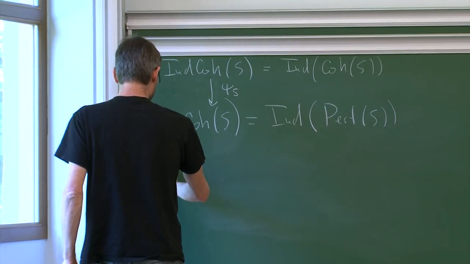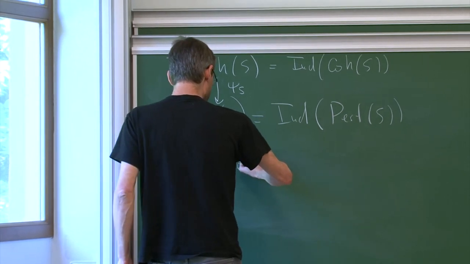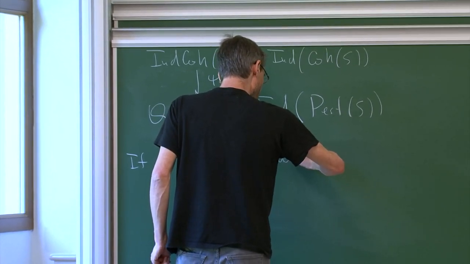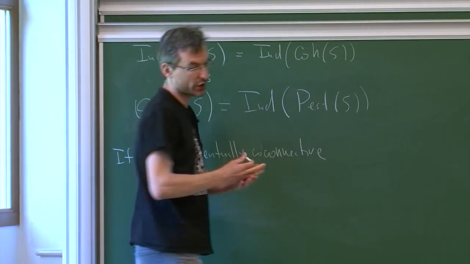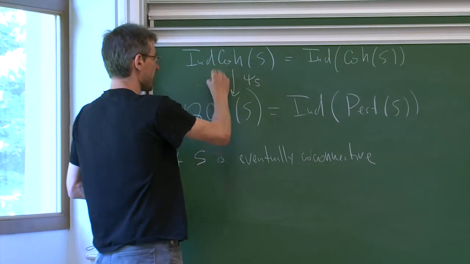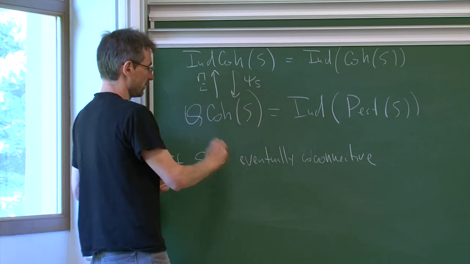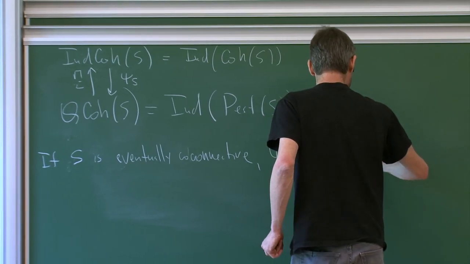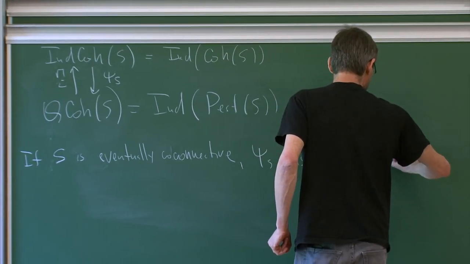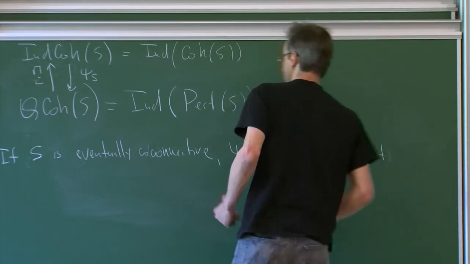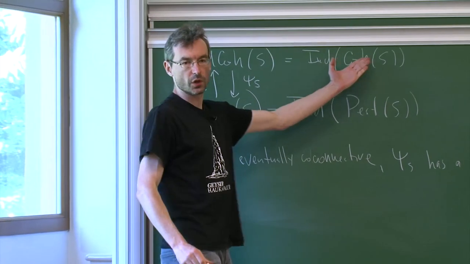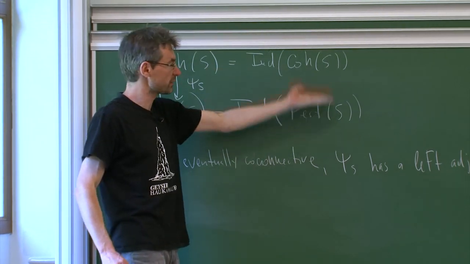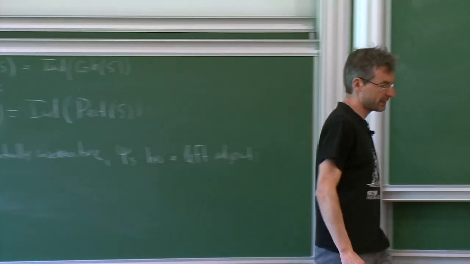if S is what we call eventually co-connective, and that means just that the structure sheaf has finitely many cohomologies, in this case the functor psi has a left adjoint. And this left adjoint is just the embedding of perf into co. So this assumption tells you that the structure sheaf is coherent, and so you can embed perf into co. So that was one thing that we said.